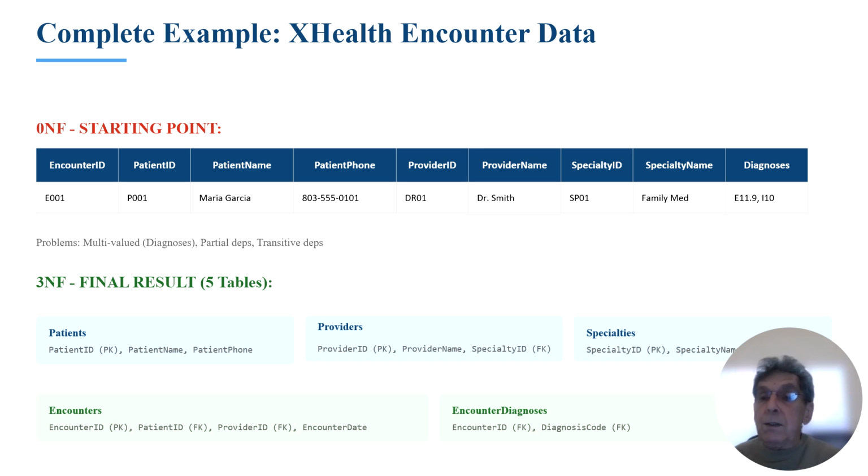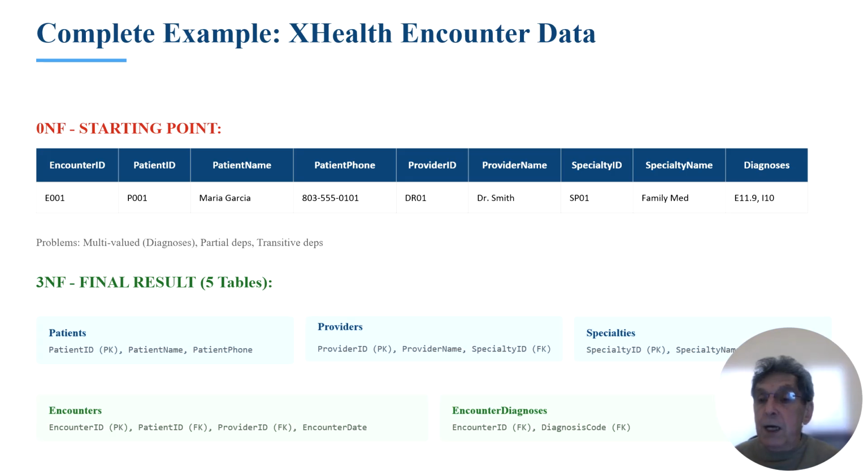So after full normalization, we have 5 tables. We have the patients table with patient ID as its primary key, and it has patient name, patient phone, providers, and then the providers use the provider ID as the primary key. You've got the provider table, which has provider ID as the primary key, and you've got provider name and specialty. Specialty ID is a foreign key. In the specialties table, you have specialty ID as the primary key and specialty name. In the encounters table, you have encounter ID as the primary key, patient ID as a foreign key, provider ID as a foreign key. Then you also have encounter date, encounter diagnoses.